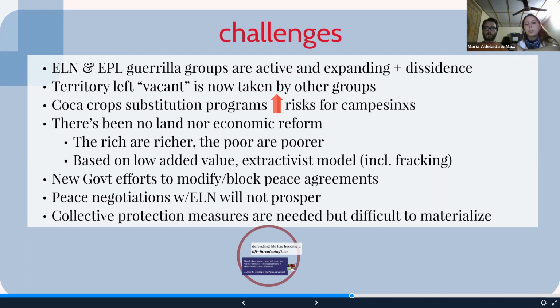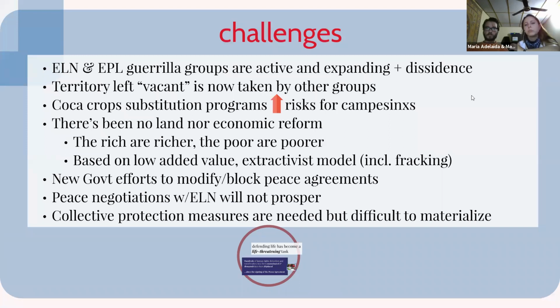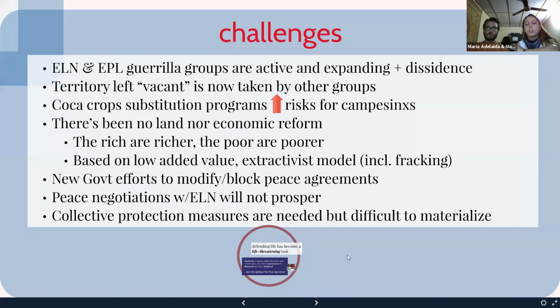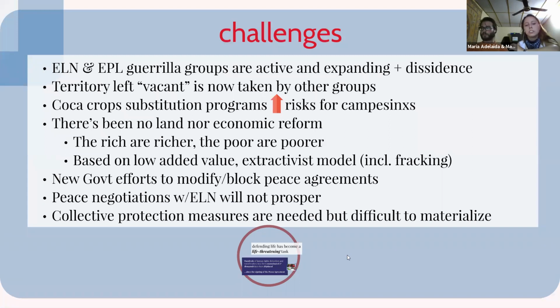And we have to understand that one of the main challenges is that collective protection measures are needed but difficult to apply. So the government is thinking that maybe it's easier to protect an individual but not a collectivity. So we have to keep that in mind to honestly comply with the peace agreement and fulfill it.